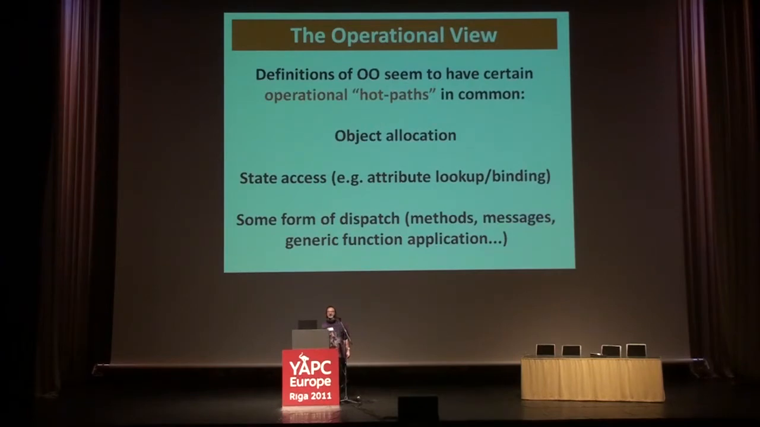Every language likes to allocate objects in some way. You know, here's a bit of memory, it's an object. Pretty much all of them like to do some kind of state storage. So, here's an attribute, and it's going to live in this little bit of memory here. Generally, they also all have some form of dispatch. That is, how do I call something that can do things with this object? That might be method calls, that might be messages, that might be generic function application in the case of CLOS, which is a very different factoring of this, but they all do basically these three things.